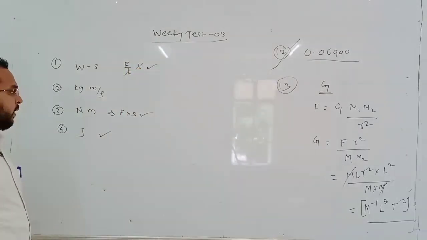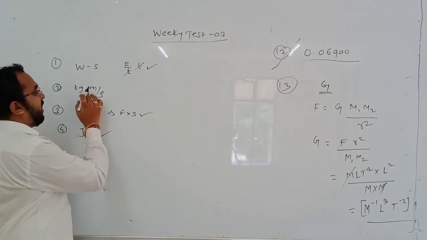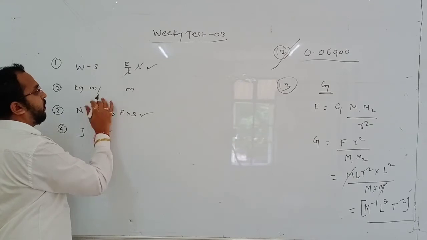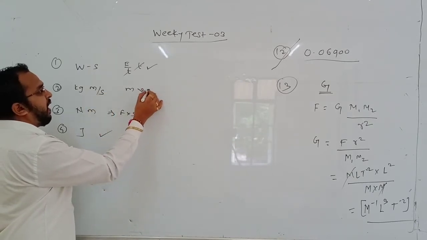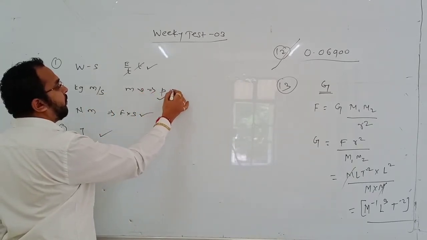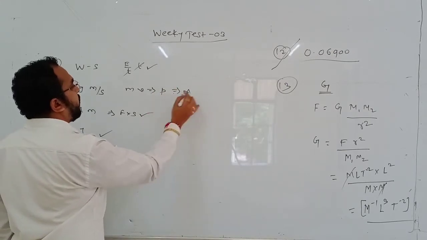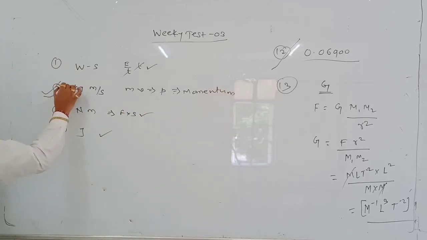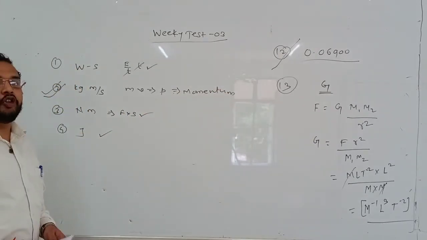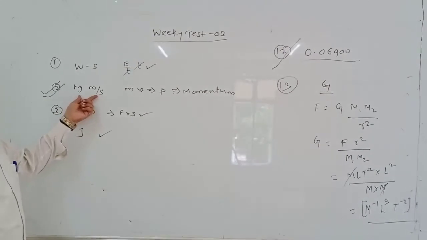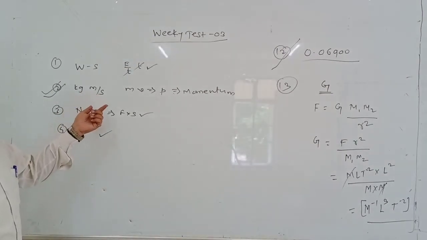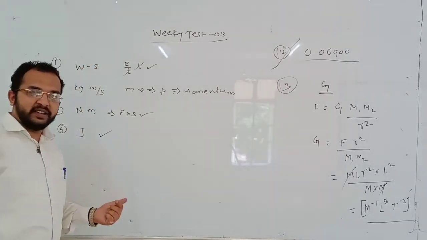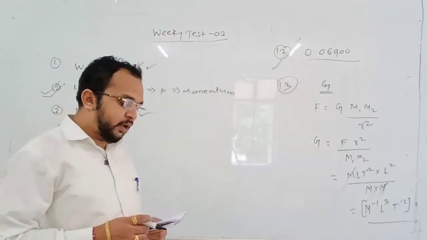That is also correct. What is left is this one. kg means mass, meter per second means velocity, and mass into velocity is the unit of momentum. It is the unit of momentum. So this option is not matching with the unit of energy. Hence it is the answer: the incorrect option is the correct answer. Okay? Which is not the unit of energy.